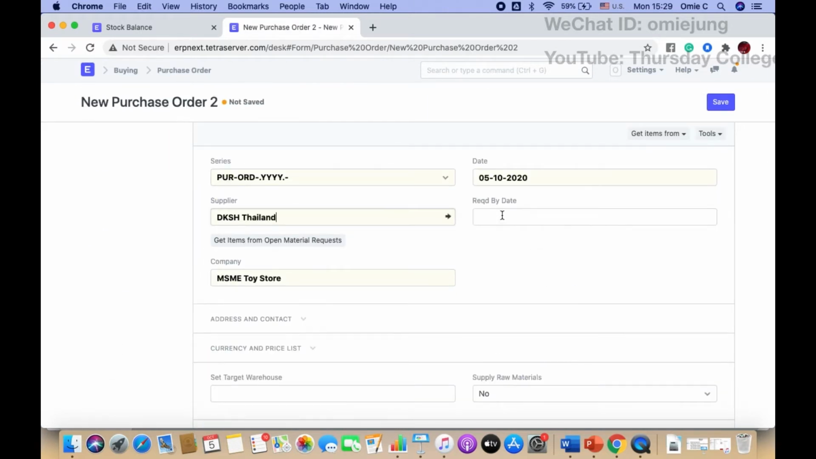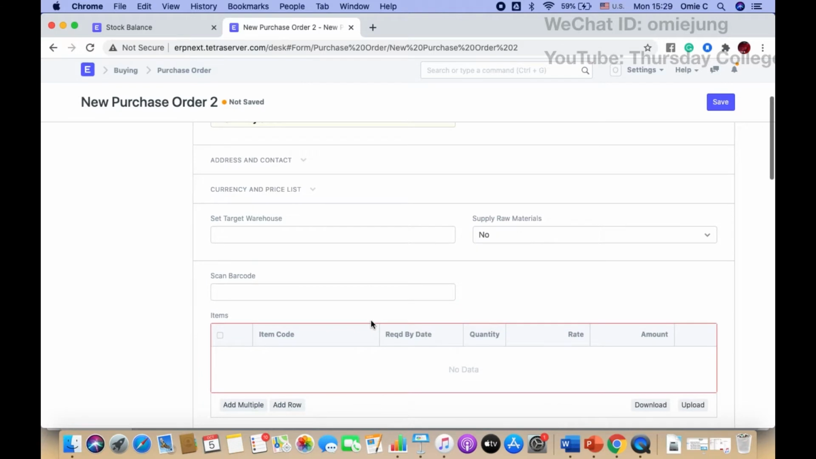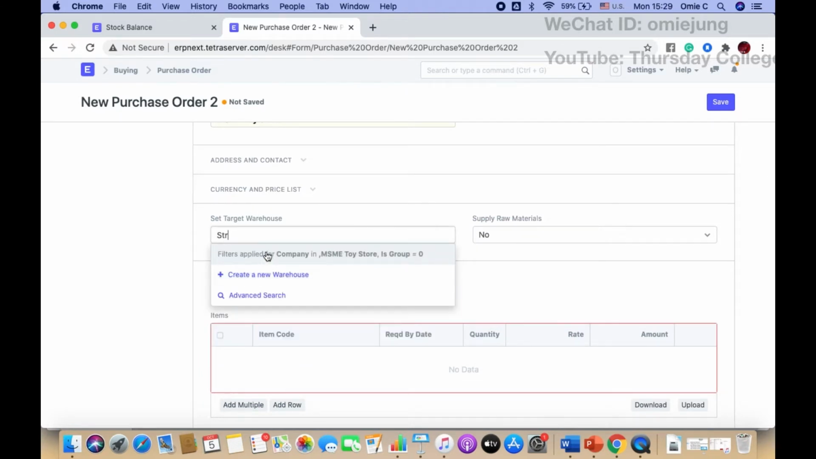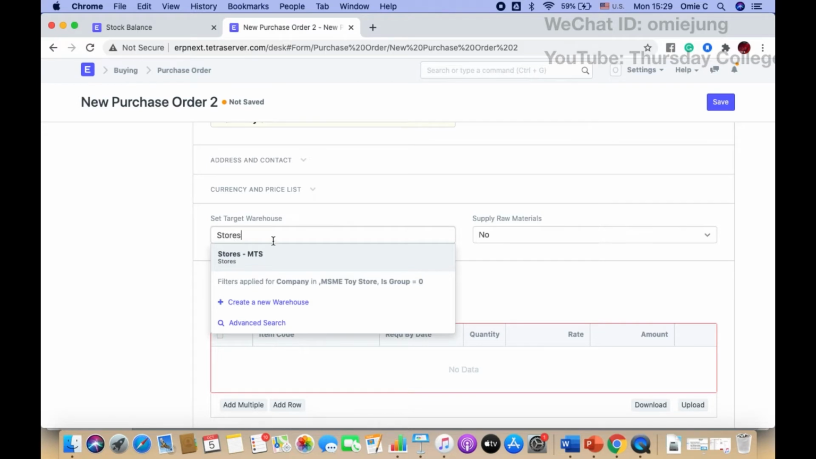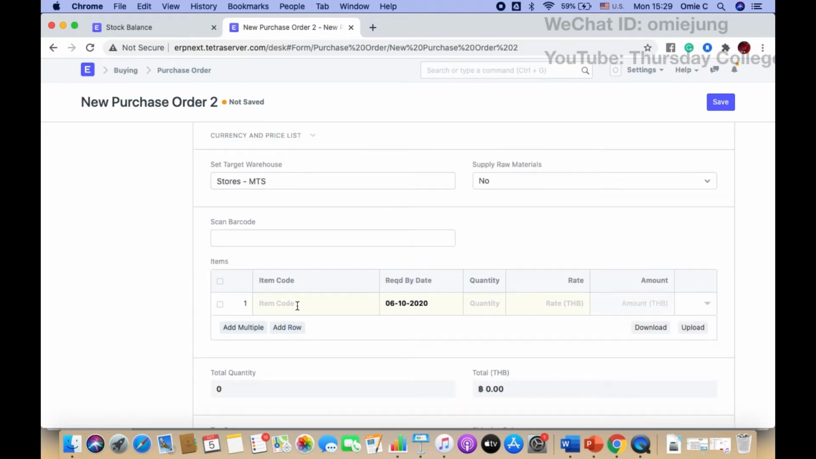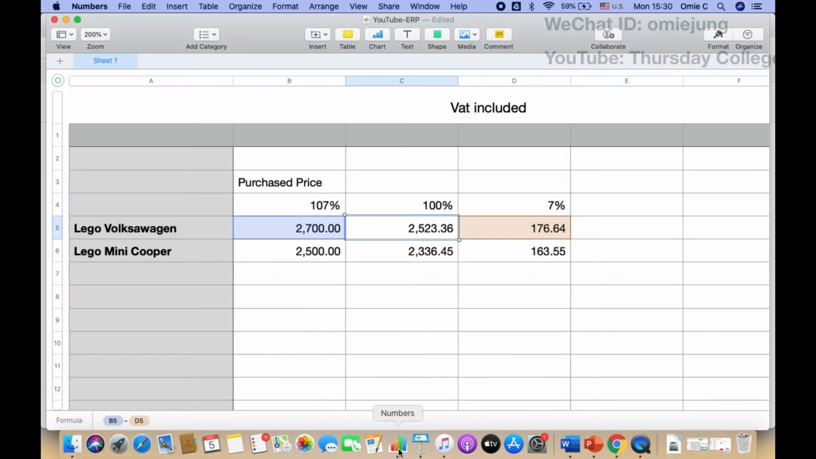Okay, and then request by tomorrow. But actually I get the product right away. The target warehouse is my store, Store MTS. And then the product this time is the Lego Mini Cooper. And then the price, this one is the price that I want to buy.